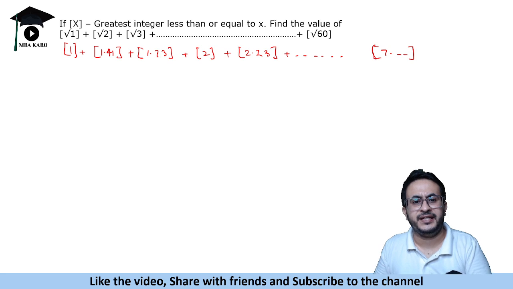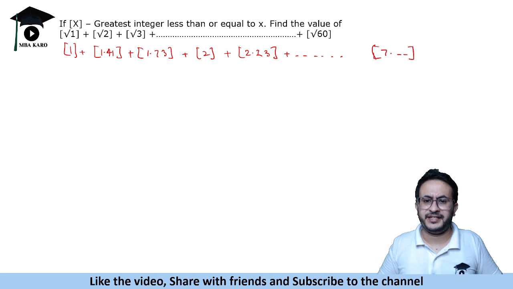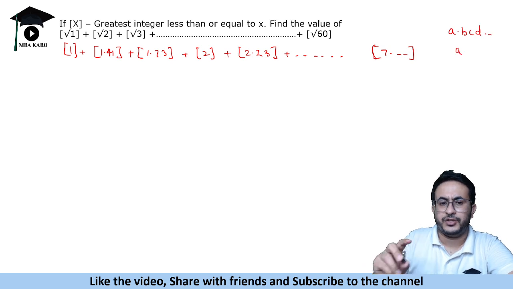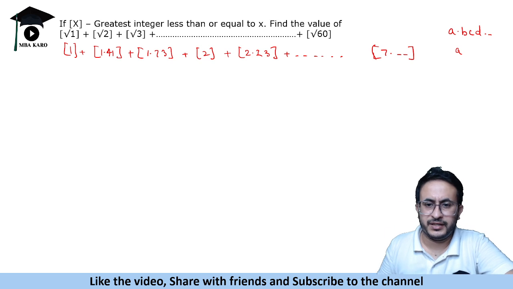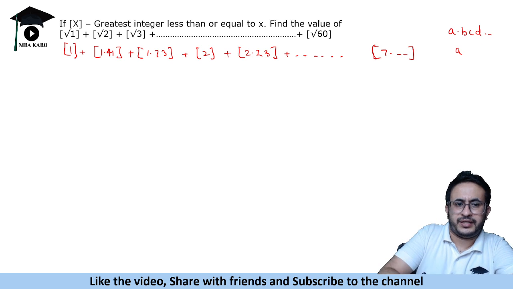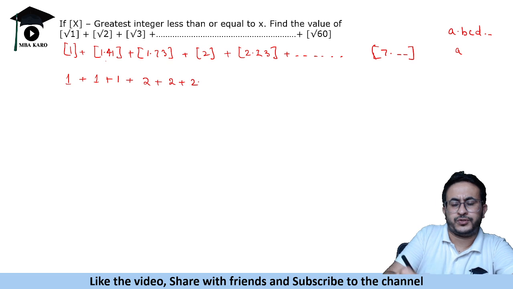So basically, the greatest integer function says that if you have a plus b, c, d, anything, the value is a. So we will bring it down to the nearest integer below it, right? Greatest integer less than or equal to x. So if this is equal, this becomes 1. So it is less than, it will be 1. This is 1. Now this will be 2, 2, 2 and so on.